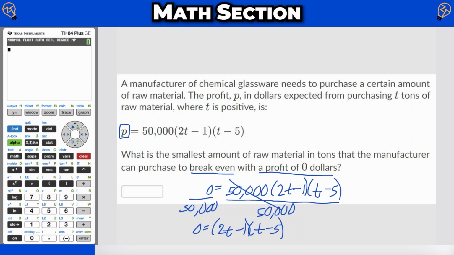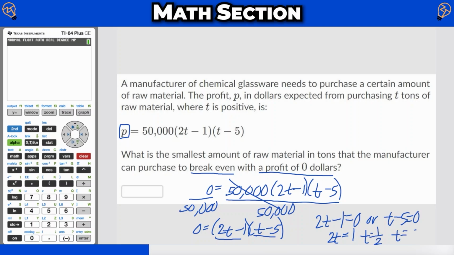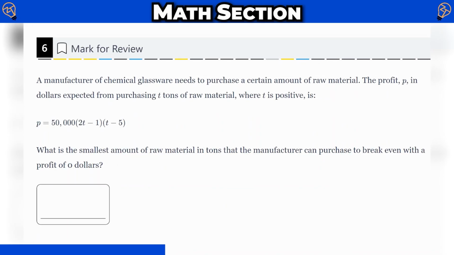So what the zero product property says is the only way 2 or 3 or however many quantities can multiply to get 0 is if at least one of them is 0. So that means either 2t - 1 must be equal to 0 or t - 5 must be equal to 0. And when you set each of those equal to 0 and solve, we get t is equal to 1/2 for the left equation, and t is equal to 5 for the one on the right. And which of the two is smaller? Well, it's 1/2.